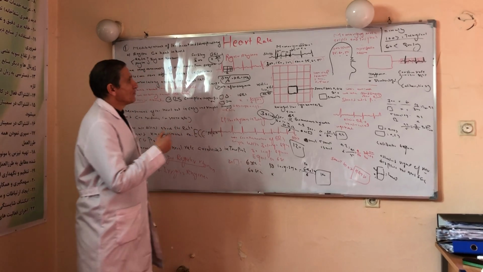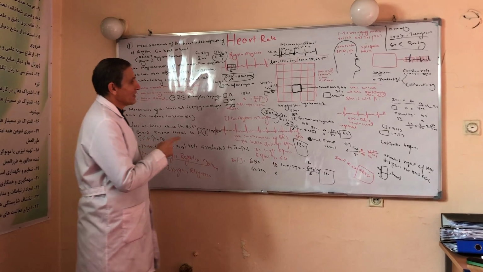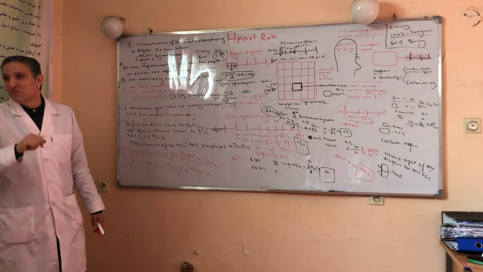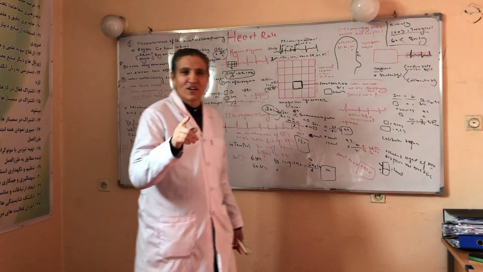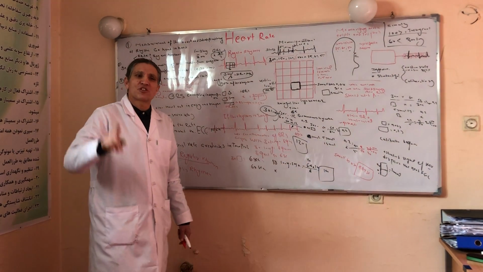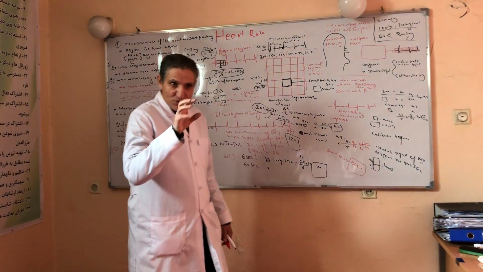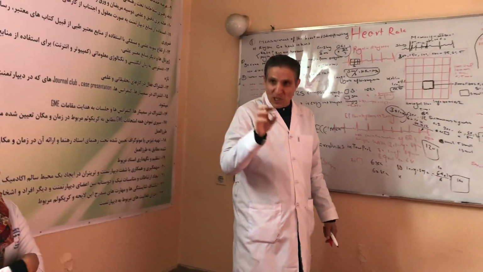Another triple method, memorizing, another regular, irregular. So, whichever method we use for calculation or measurement of the heart rate, you should not forget the atrial rate, or P rate. Because sometimes we are facing cases where the patient has atrial fibrillation.